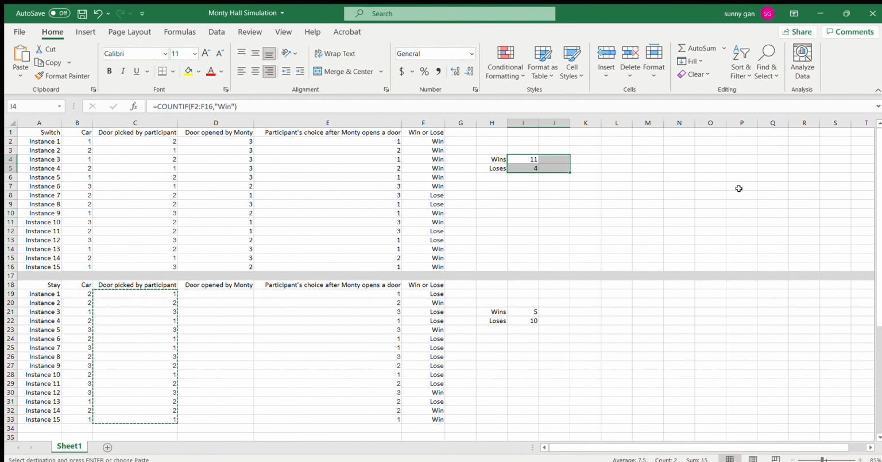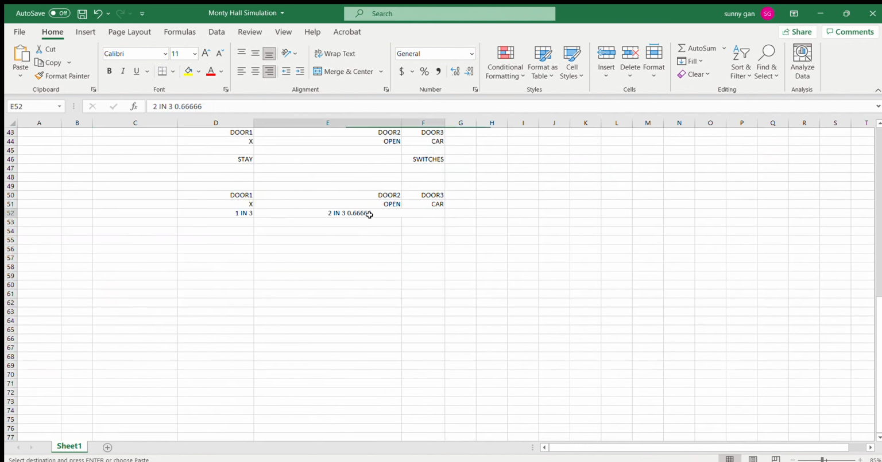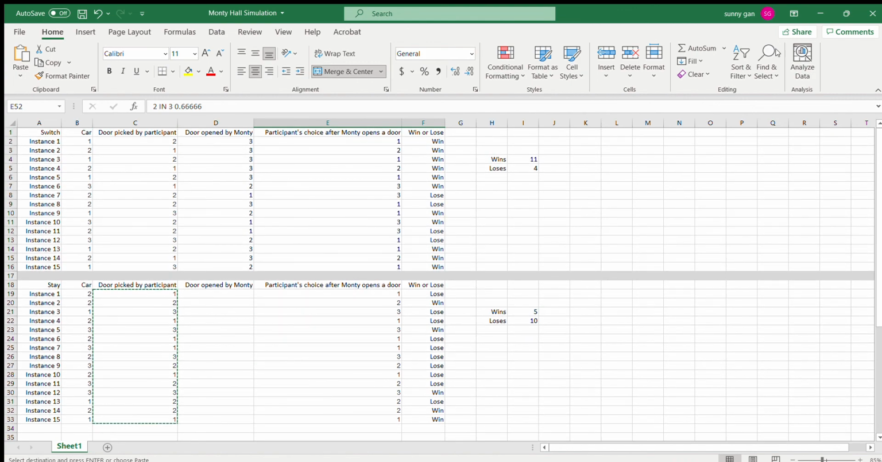I hope this illustrates the Monty Hall problem and why you should always switch, because there is a 2 in 3 probability if you switch.